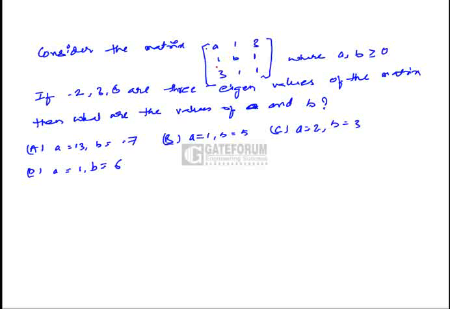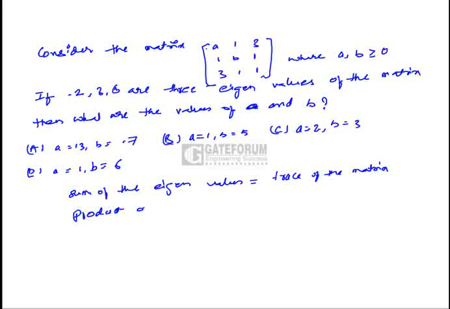In matrices, we have a property that sum of the eigenvalues is equal to trace of the matrix, and product of the eigenvalues is equal to determinant of the matrix.